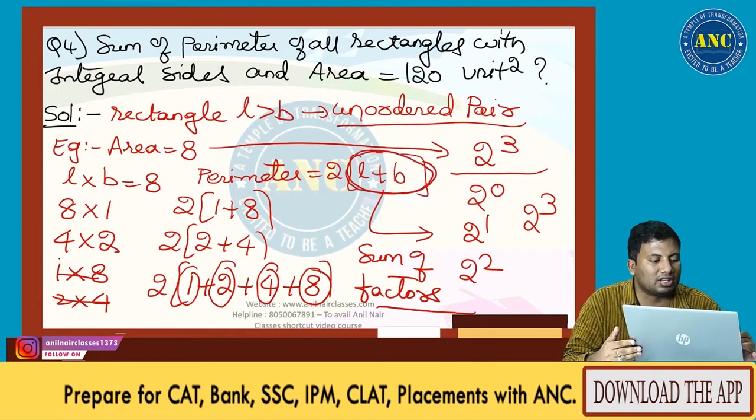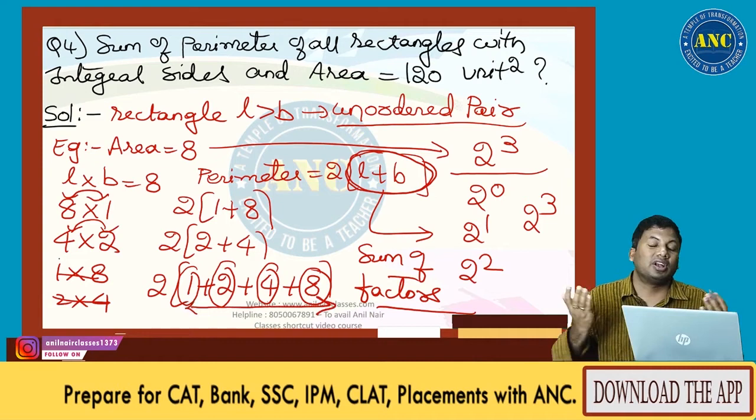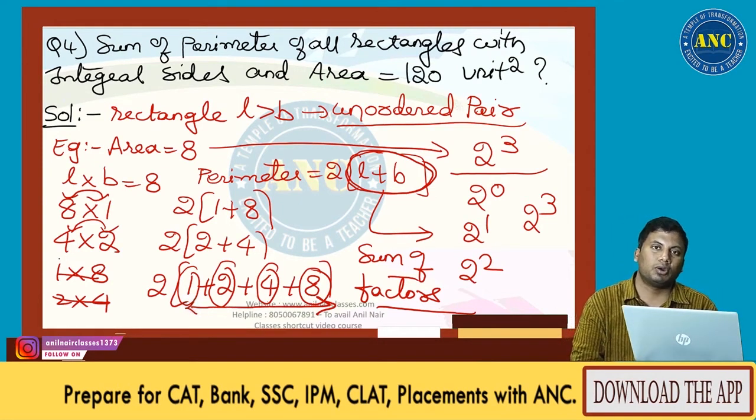Length plus breadth, 1 plus 8, I got. Next, 2 plus 4, I got. 1 plus 2 plus 4 plus 8. That is nothing but the sum of the factors for 8. 1 plus 2 plus 4 plus 8 is nothing but the sum of the factors.